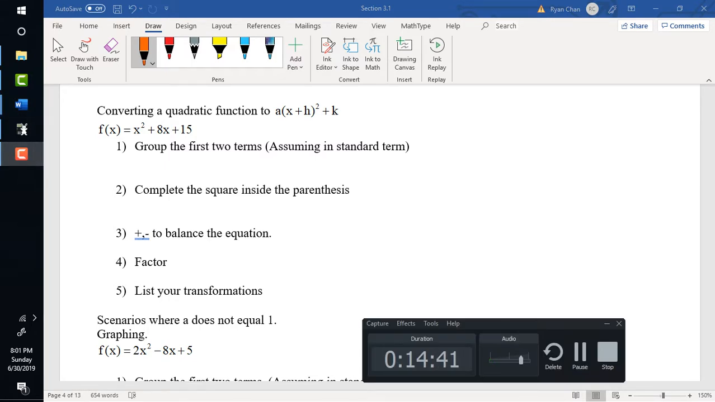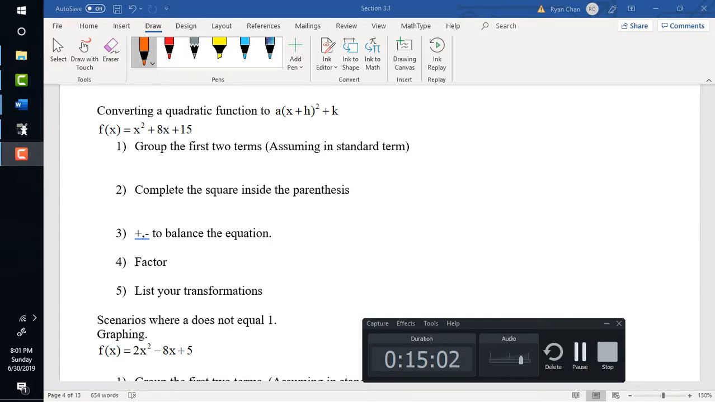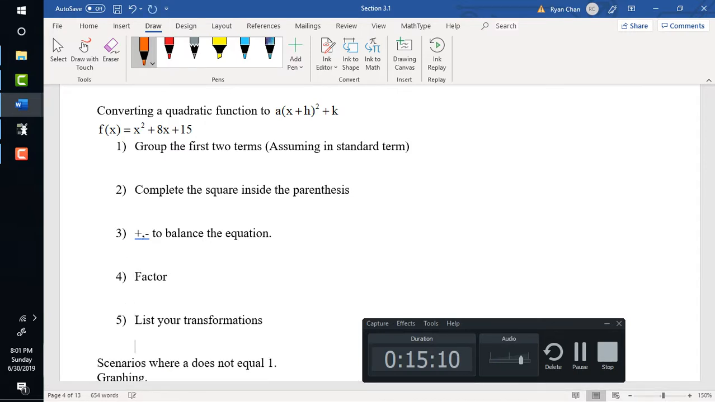I have x squared plus 8x plus 15. There's nothing in parentheses, nothing factored out. That's kind of problematic for us, because we need that to figure out what our transformations are and what our vertex is for the following. So let's get started. I'm going to make some room. One thing too: when you're taking your notes, you want to write on a separate sheet of paper, because you may not have room on these printed handouts.